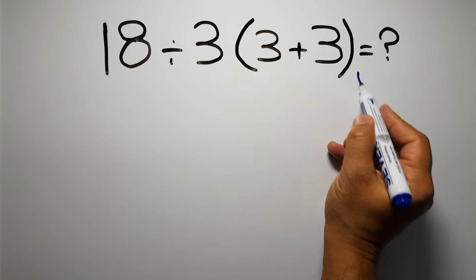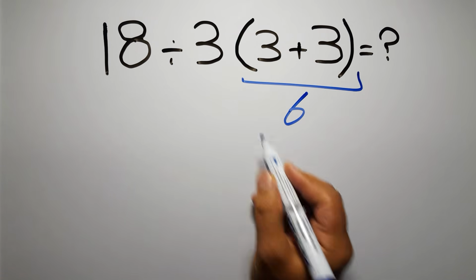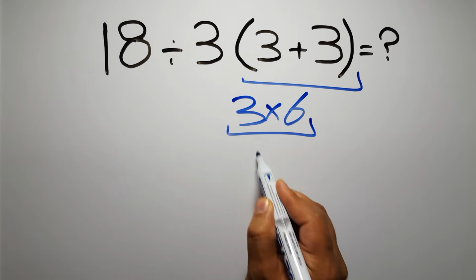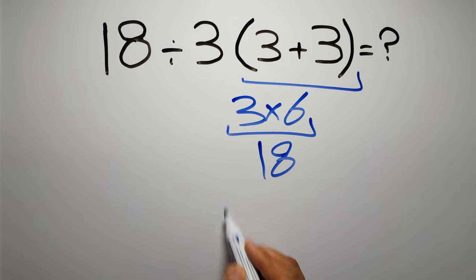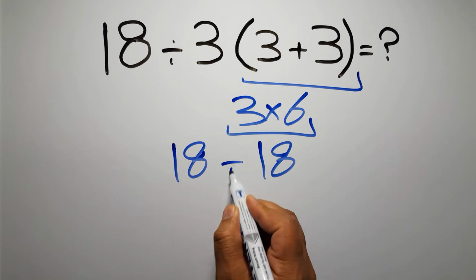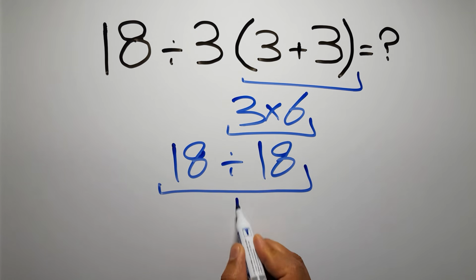3 plus 3 gives us 6. And 3 times 6 equals 18. So 18 divided by this, 18 divided by 18 is just 1.